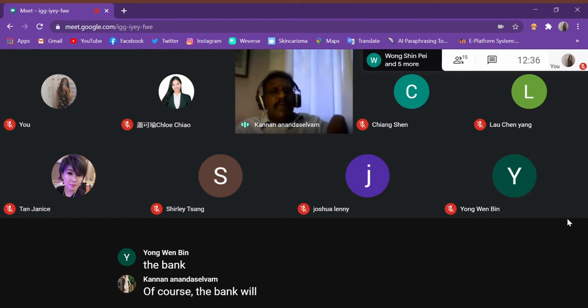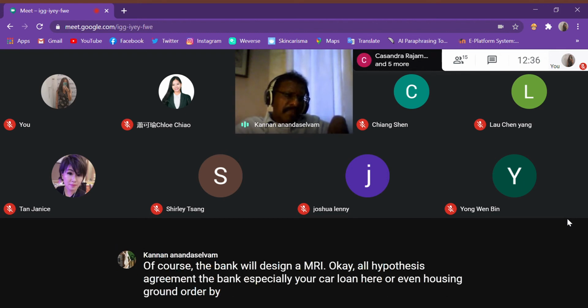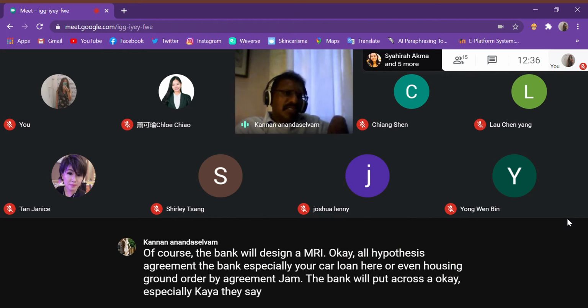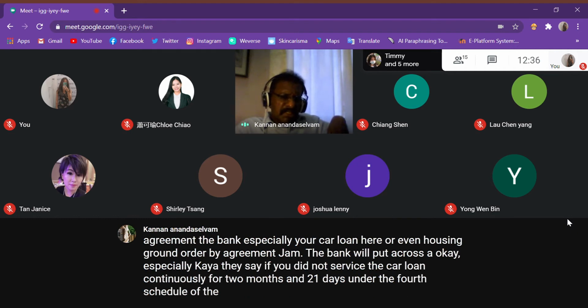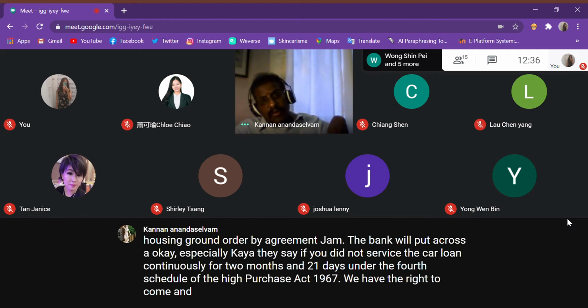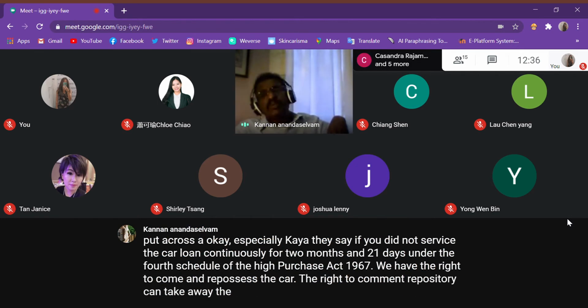Am I right? Okay. In all hire purchase agreements, the bank, especially for your car loan, or even housing loan, will put a clause. Especially for a car, they say if you did not service the car loan continuously for 2 months and 21 days, under the fourth schedule of the Hire Purchase Act 1967, we have the right to come and repossess the car, to take back the car.